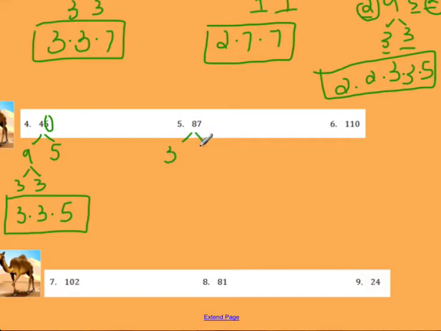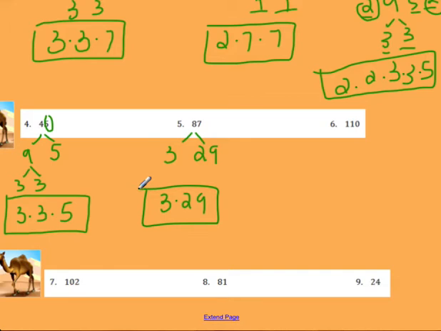So then I know that 3 times 29 is equal to 87. Well, 3 and 29 are both prime numbers. I know 29 seems really big, but we can't break it down anymore. So we have 3 times 29 as our prime factorization there.